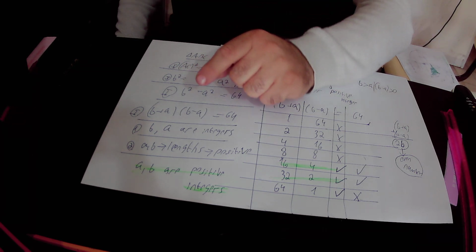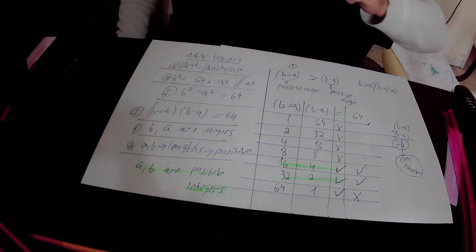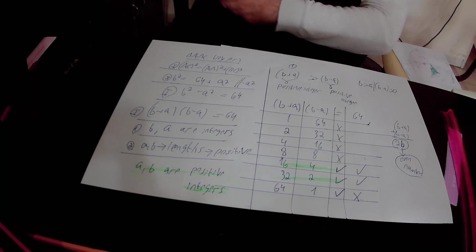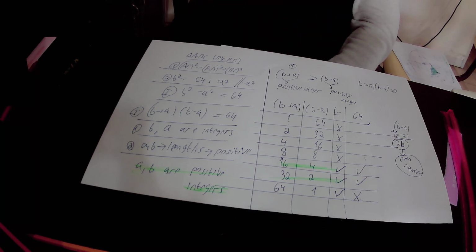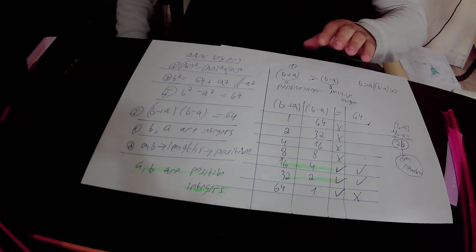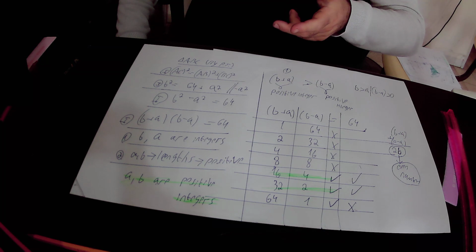So according to 1 and 2, we get that A and B are positive integers. Okay? That is to say, A and B are natural numbers. Okay, so here, because we know that A and B are positive integers, A is a positive integer and B is a positive integer.